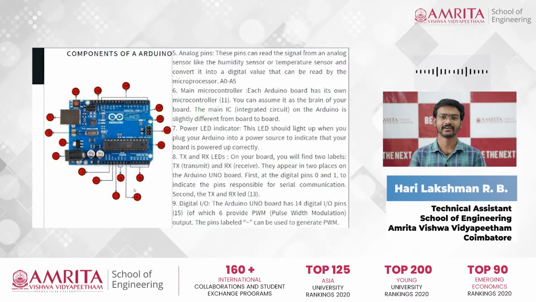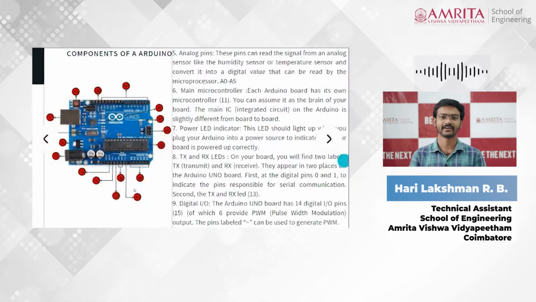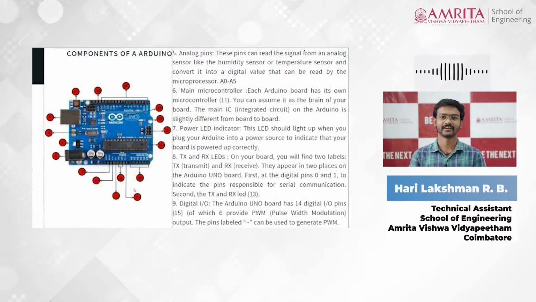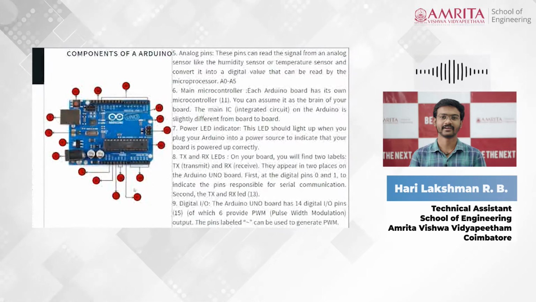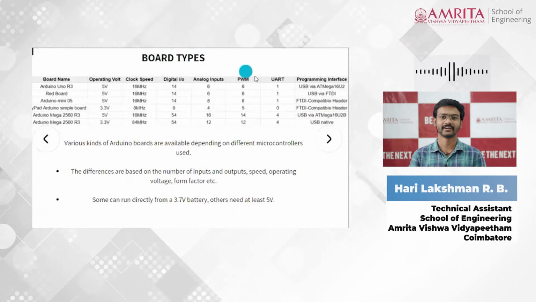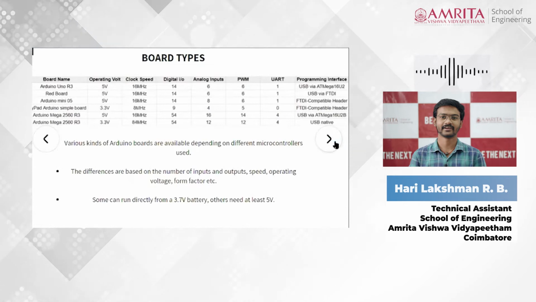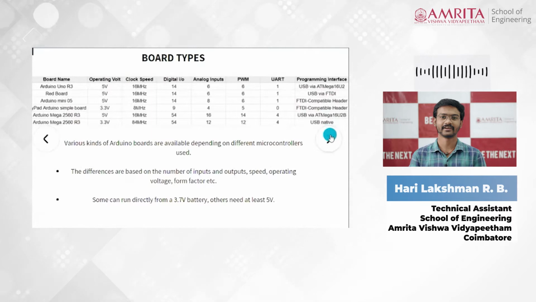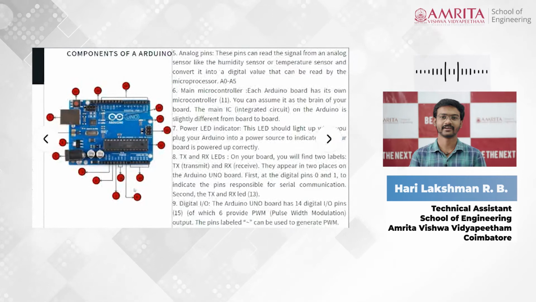The main controller is point 11, which is shown in the image, and you can assume that this is the brain of the board. The main integrated circuit of the Arduino differs slightly from board to board. As I mentioned in the tabular column, a few work fine with the ATmega328P, and a few have a different kind of microcontroller attached to them. So it completely differs from board to board.